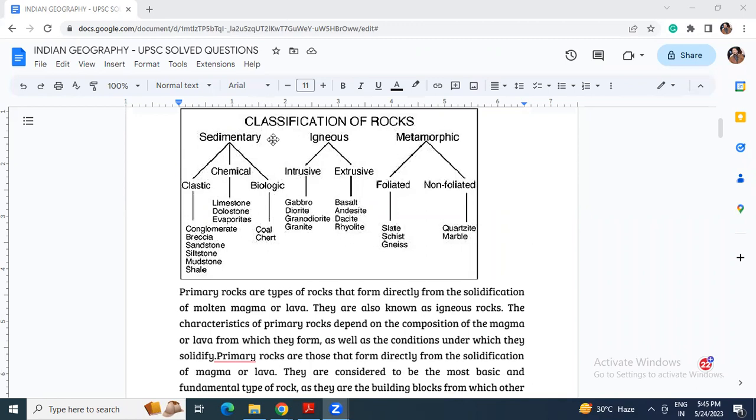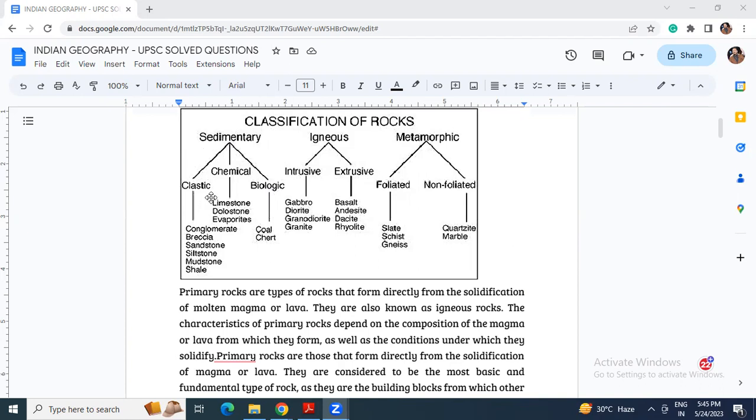These three types mainly. So sedimentary, we have clastic, chemical, and biologic. In clastic, we have different types like sandstone, siltstone, mudstone, shale, and then conglomerate, breccia. Then in chemical, we have limestone, dolostone, evaporites. Then biologic, we have coal, chert. So these are the three different types of sedimentary.